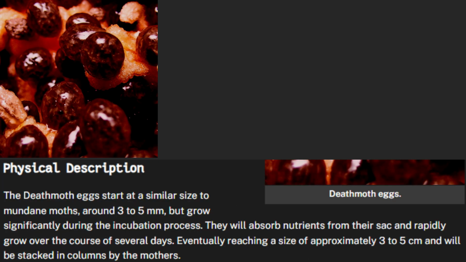Physical description. The deathmoth eggs are a similar size to mundane moths, around 3 to 5 millimeters, but grow significantly during the incubation process. They will absorb the nutrients from their sac and rapidly grow over the course of several days, eventually reaching a size of approximately 3 to 5 centimeters, and will be stacked in columns by the mothers.